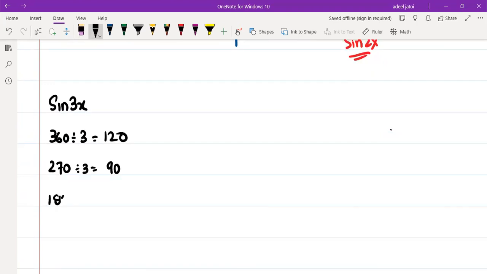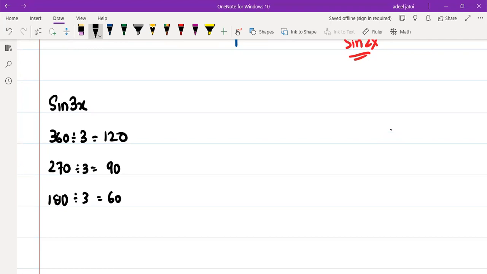180 divided by 3 will be 60. 180 पे कौन सी वैल्यू होती थी ओरिजिनल में? 0. 180 पे ओरिजिनल ग्राफ में कौन सी वैल्यू होती थी? 0. Why am I not showing the graph when I'm discussing this? Because I want you to think on this. You don't have to create your original graph to make this graph.